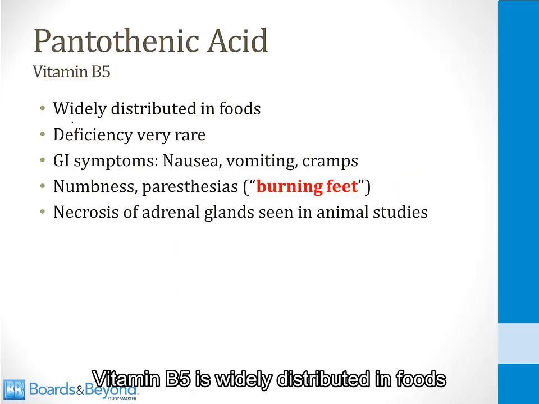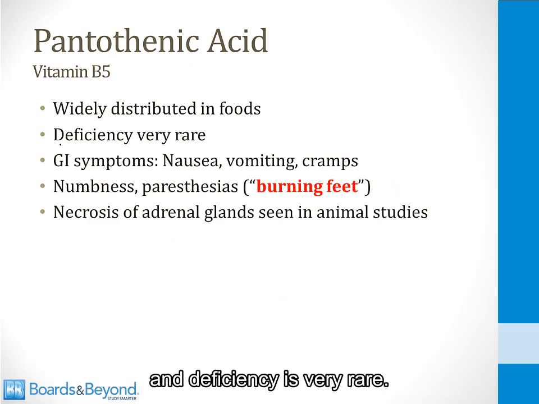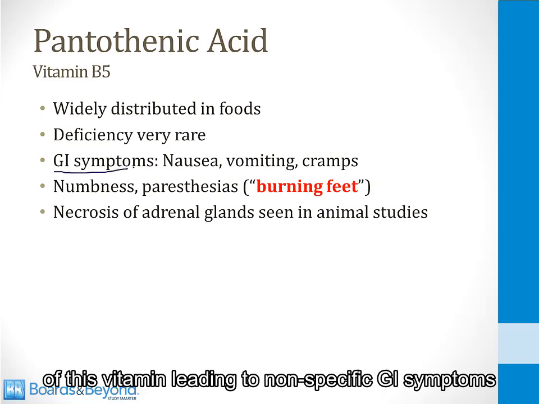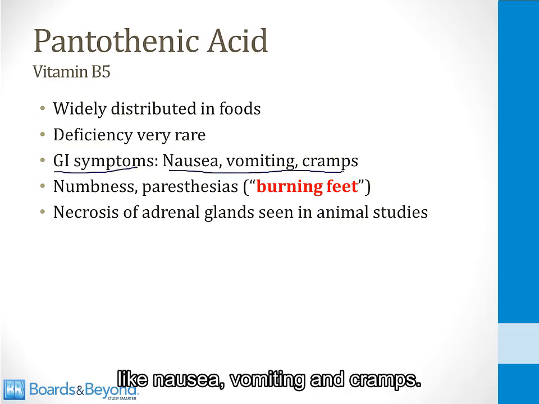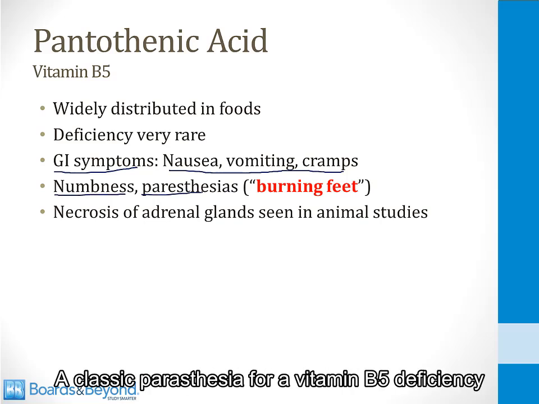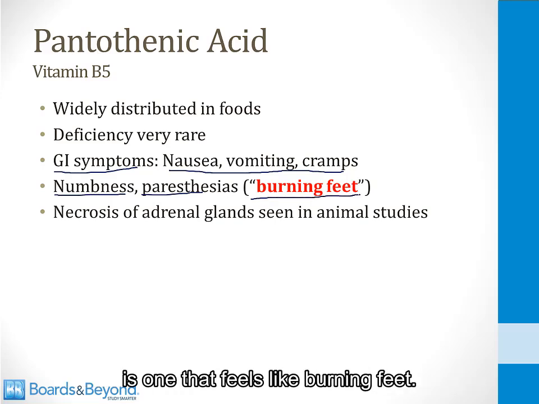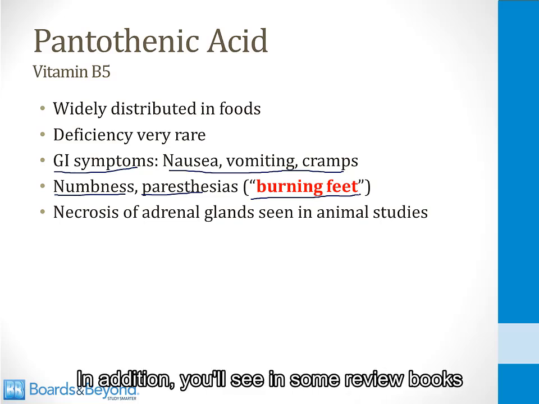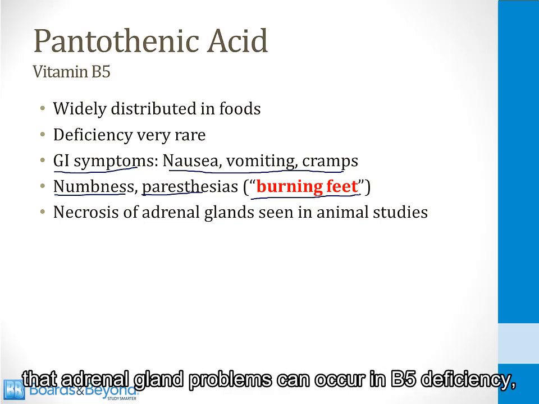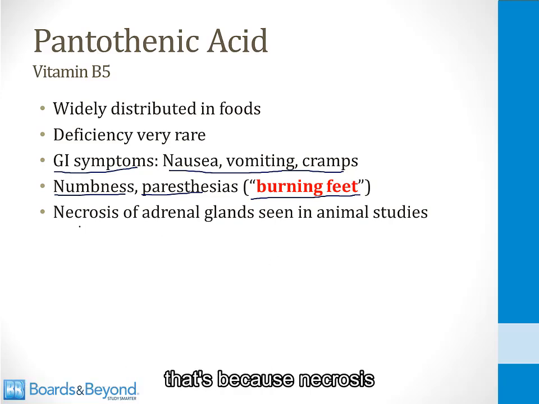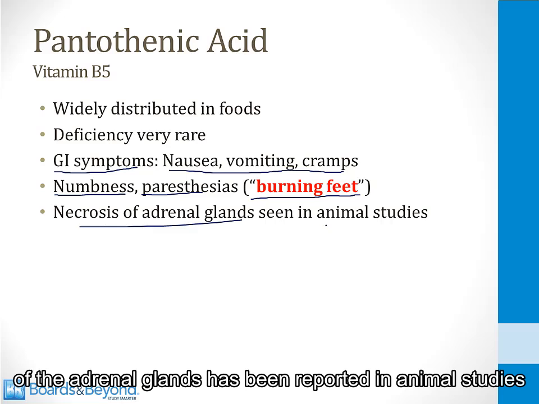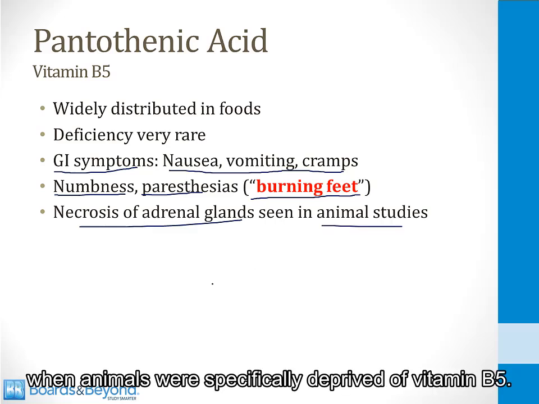Vitamin B5 is widely distributed in foods, and deficiency is very rare. There are reports of deficiency of this vitamin leading to nonspecific GI symptoms like nausea, vomiting, and cramps. There are also reports of numbness and paresthesias developing. A classic paresthesia for a vitamin B5 deficiency is one that feels like burning feet. In addition, you'll see in some review books that adrenal gland problems can occur in B5 deficiency. That's because necrosis of the adrenal glands has been reported in animal studies when animals were specifically deprived of vitamin B5.